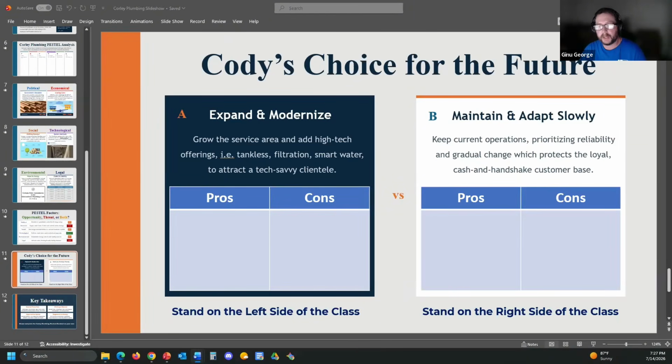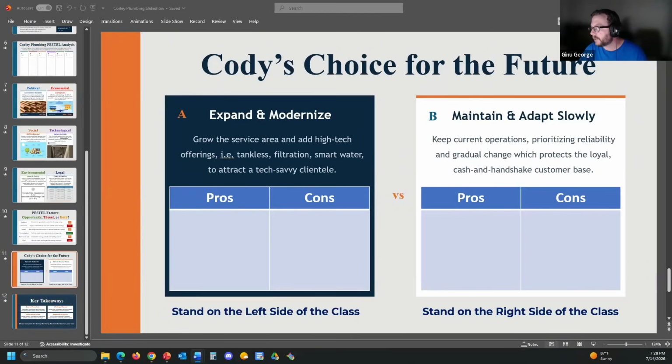Option A, he can expand and modernize. He can hire employees. He can invest heavily in digital marketing. He can target high tech, eco conscious people who want to modernize their homes. Or option B, he can maintain the current scale, keep his operations small, protect those hyper loyal customers that he has, the ones who only pay cash, adapt slowly. Those are his options.